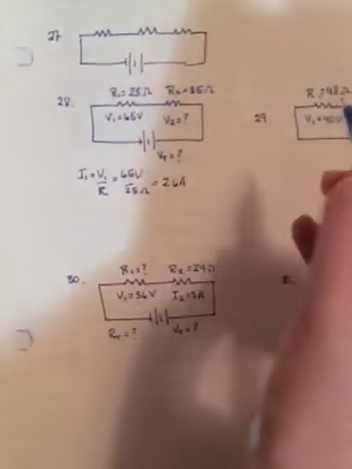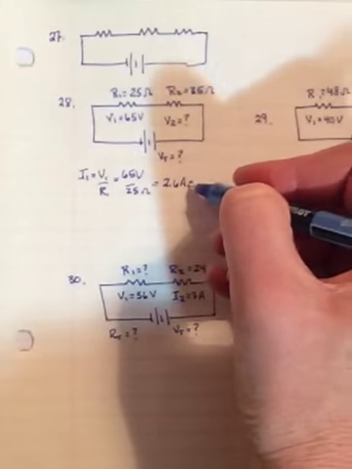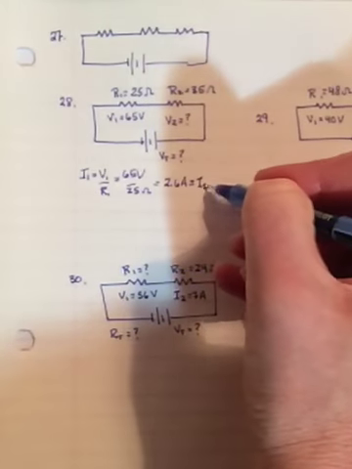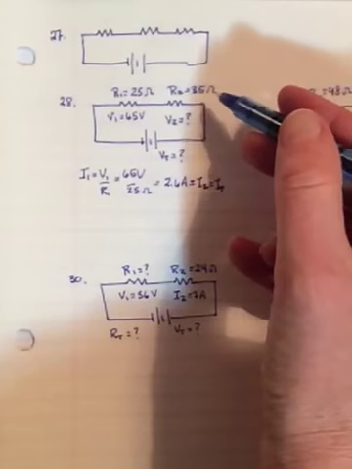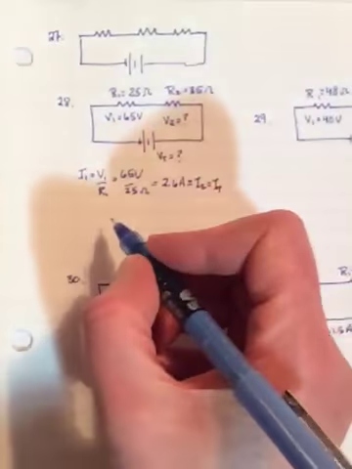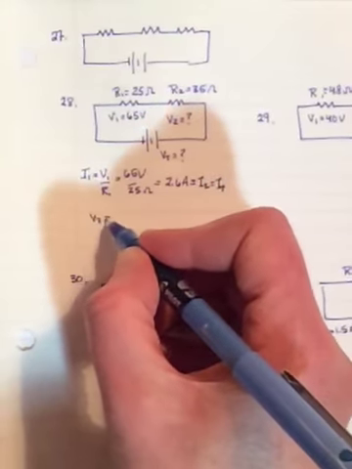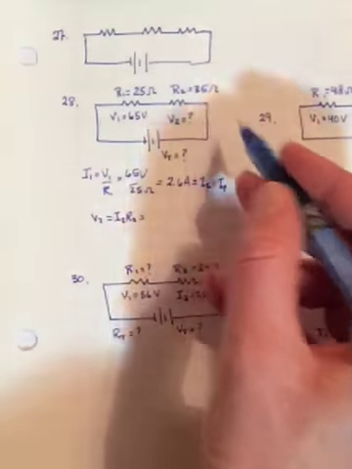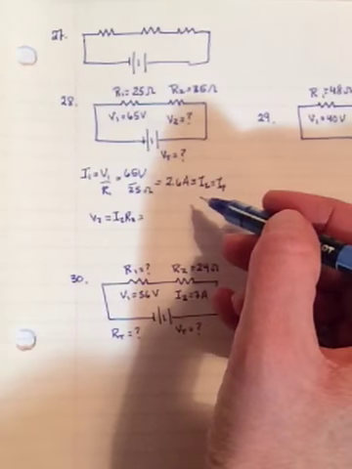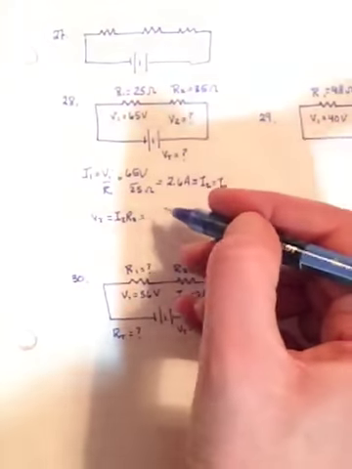And because this is in series, all the currents are the same. So that means that that's also I2 and that's I total. So if we have I2 and we have R2, then we can find V2. So V2 is just equal to I2 R2. So 35 ohms times 2.6 amps, and that should be 91 volts.